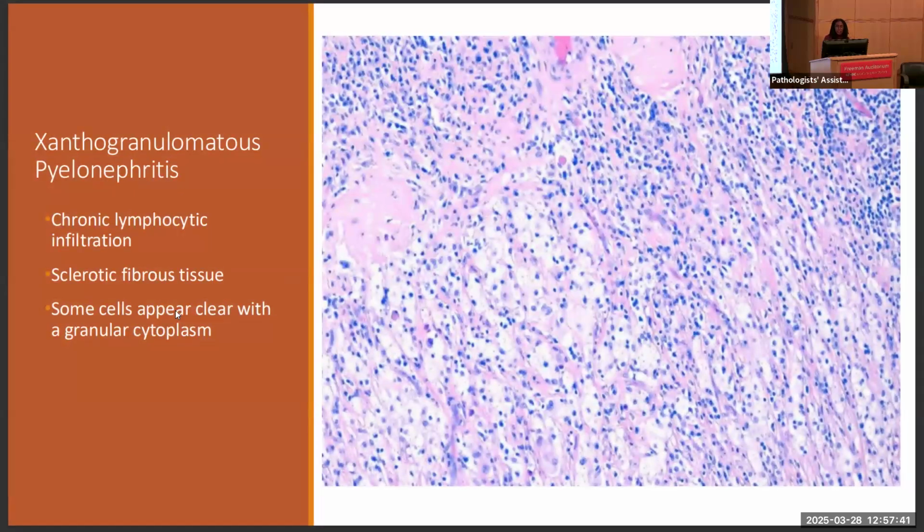This is an image of an XPG case grossed by a pathologist assistant at the clinical rotation that I was previously at. There is chronic lymphocytic infiltration present here and sclerotic fibrous tissue located between the cells. Similar to clear cell carcinoma, there are cells that appear clear here and some that appear eosinophilic with a granular cytoplasm. At first glance, a pathologist could think that this case is possibly clear cell carcinoma. However, the presence of the lymphocytes and fibrous tissue would suggest otherwise.